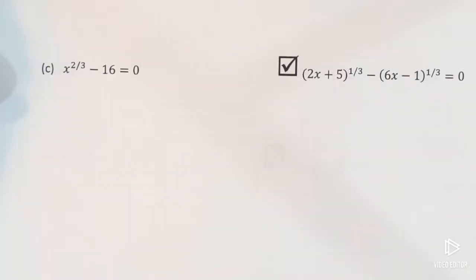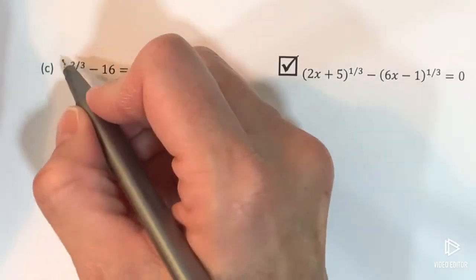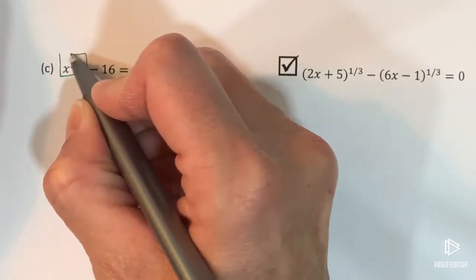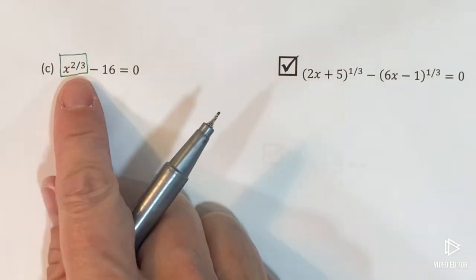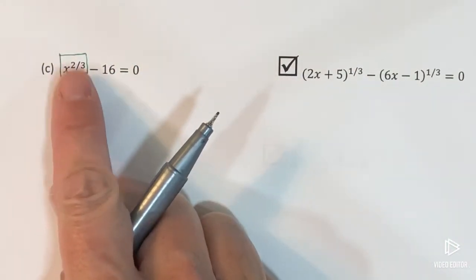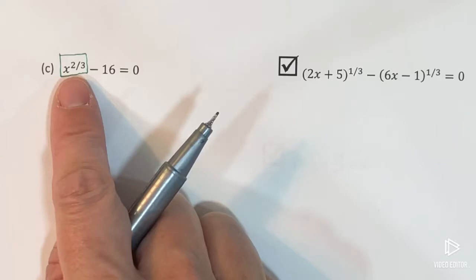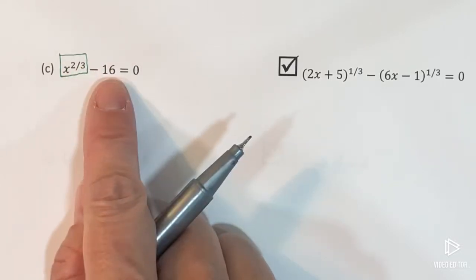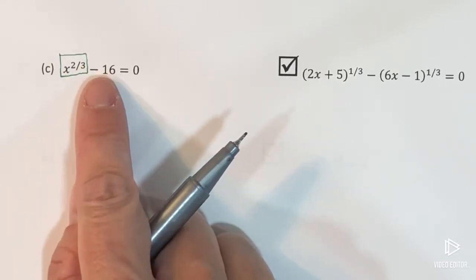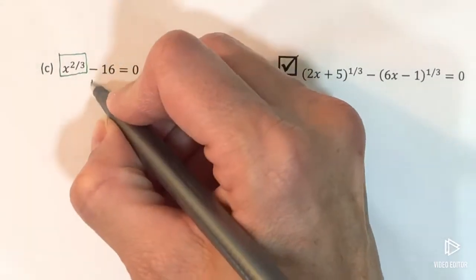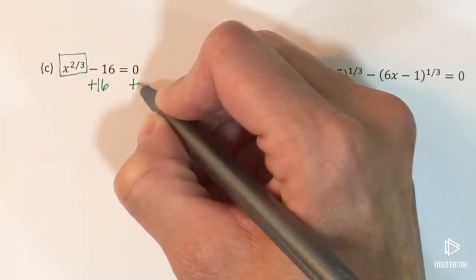On part C, we have a rational exponent right here. And step number 1 says I need to get that on one side of the equation by itself. So in this one, I actually have a minus 16 over there with it. I need to get rid of that. To get rid of it, I'm going to do the opposite operation of addition.